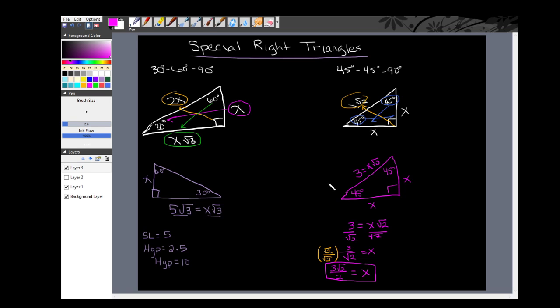So if you know any of the legs on a 45-45-90 or a 30-60-90, or you know the hypotenuse on either of them, you can actually find any of the other sides.